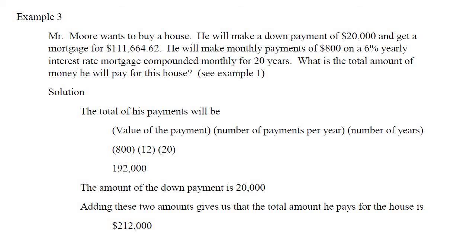So what we're doing here is we're using the numbers from example 1, and we want to find out the total amount that he's going to pay for that house. Well, when we take a look at his payments, he's got an $800 payment. He's going to be making that payment 12 times a year for 20 years. So when we multiply that, that gives us $192,000. So that's the total amount of money that he's going to pay over the course of 20 years. If we add that to the amount of the down payment, $20,000, that means he's going to be paying a total of $212,000 for that house.